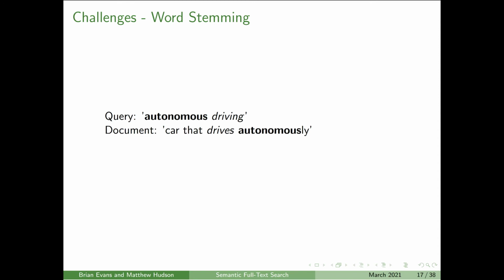Another problem is that words can have different forms depending on which tense they are used in. For example, a search for "autonomous driving" won't match a paper containing the sentence, "a car that drives autonomously." This is because "driving" and "drives" are not an exact match despite describing the same concept. This is known as the word stem problem and can be an issue for document retrieval because articles will often use a word in an expanded form.